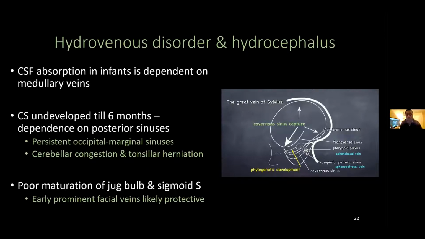The CSF absorption fails, and then the child starts developing two things. One is ventriculomegaly or hydrocephalus, and then macrocrania. But also what happens with arterialization of these venous sinuses is that they start developing poorly. There is a maldevelopment and stenosis. So at the outflow of the IJVs, they start getting narrowed and stenosed. And then that increases the back pressure and it sets up this cycle of a hydrovenous disorder.